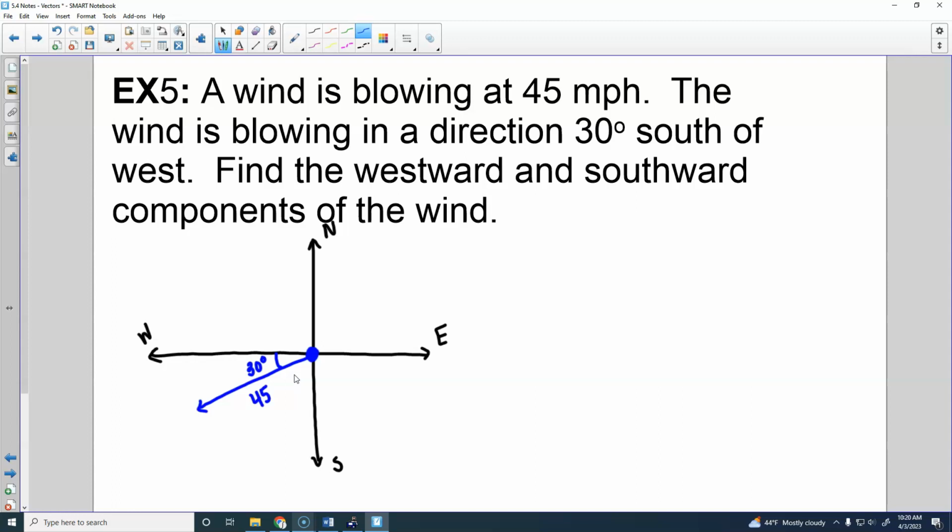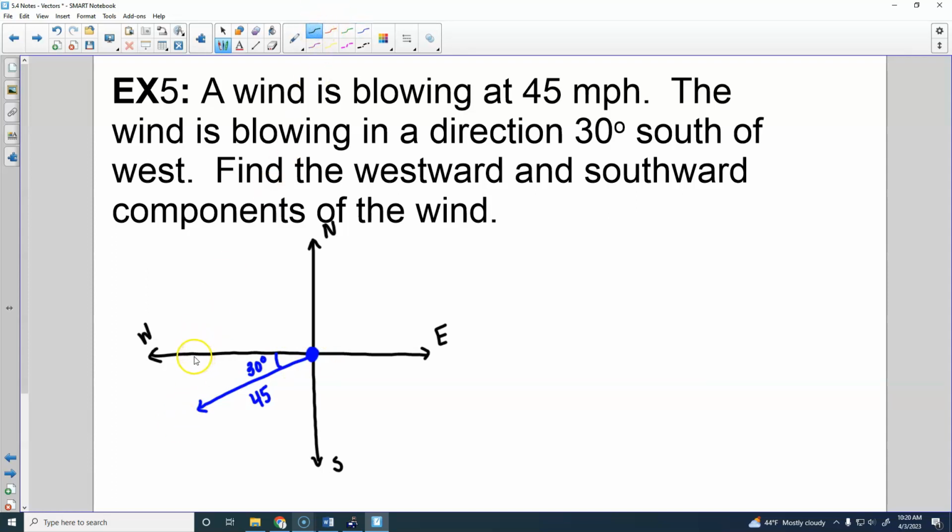But this particular problem asks us to break this down into westward and southward components. This is a little bit different than the ones you looked at on the notes, because this is giving you your answer vector. Okay, this is the answer. We have a westward component and a southward component. We're putting those together, and this is the answer.